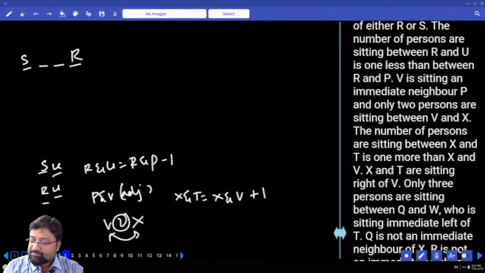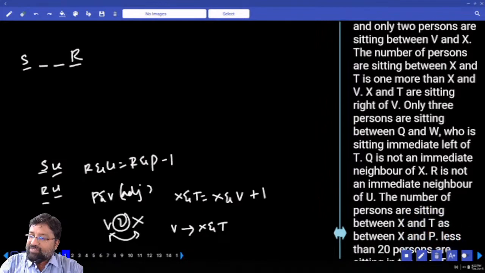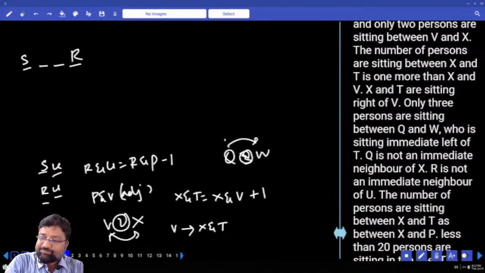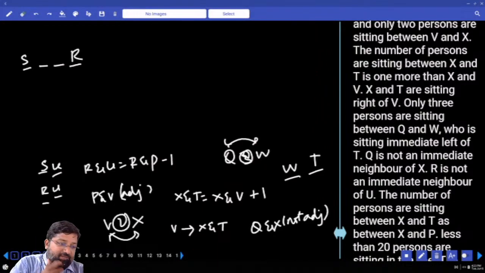Okay na? Next, X and T are sitting to the right of V. X and T are sitting to the right of P. Next line. Only 3 persons are sitting between Q and W. W is sitting to the immediate left of T. Q is not an immediate neighbor of X. Q and X, adjacent or not adjacent? R is not an immediate neighbor of U.